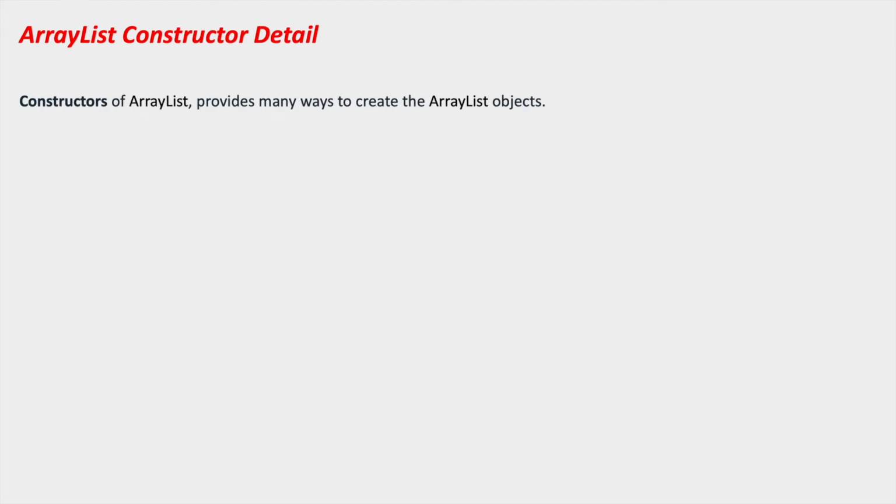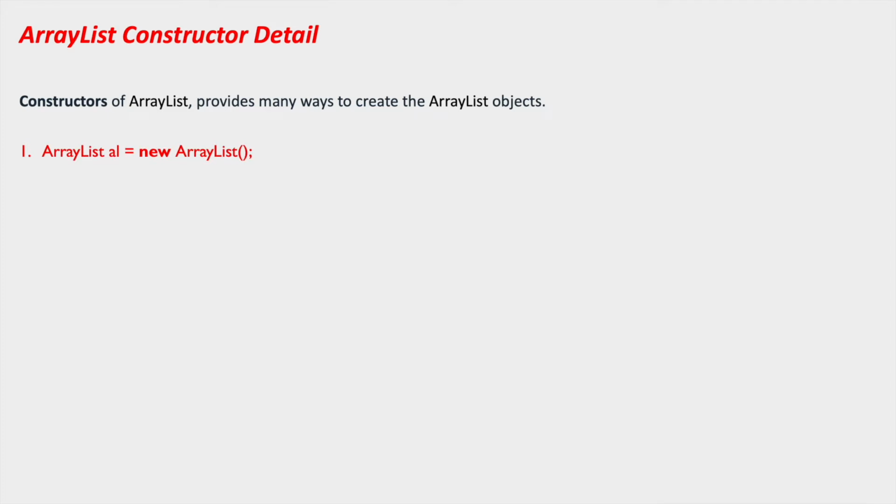Next we will see constructors of ArrayList. Constructors of ArrayList provide many ways to create the ArrayList objects. If you want to create an object, in most cases in Java, 95% of objects are created using the new keyword. For creating an ArrayList also we will use the new keyword. So there are some constructors for ArrayList. We will see them one by one.